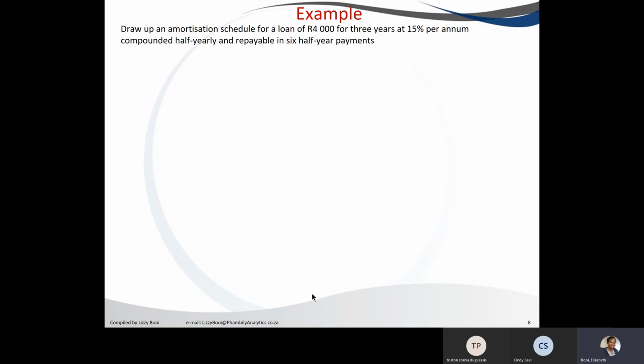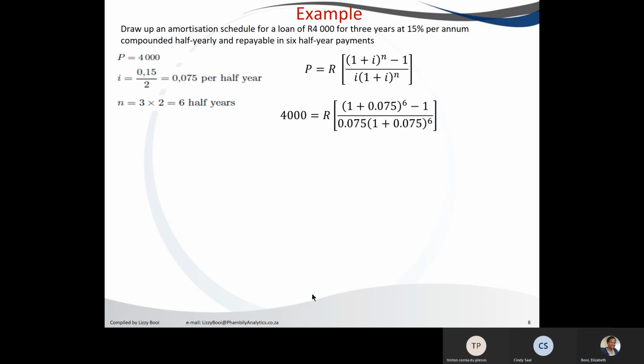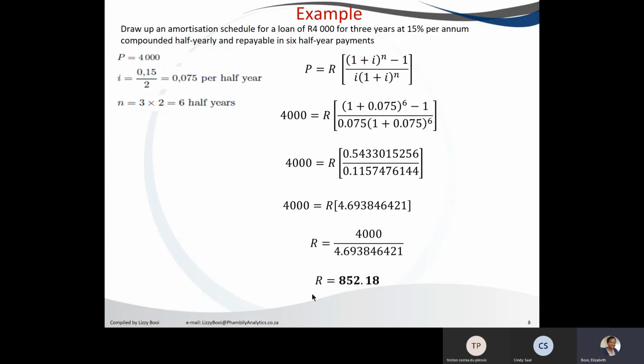And we looked at an example where we drew up an amortization schedule for a loan of 4,000 Rand that was taken up for 3 years at 15% per annum, which was compounded half-yearly, and it is repayable by 6 half-yearly payments. And we knew that we're going to have to calculate the payment, and this is the formula to calculate the payment for those who are using manual calculation. Always remember, your interest you divide by the compounding periods, and your N you multiply by the compounding periods. We state what we are given in terms of the manual calculation, and then we substitute the values onto the formula. And once we solve for R, the answer for R is our payment.